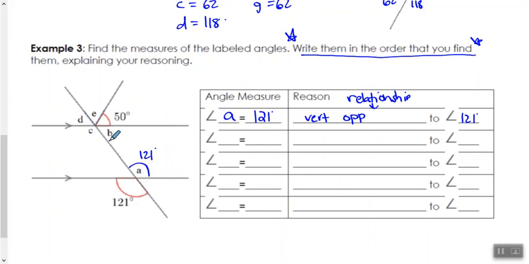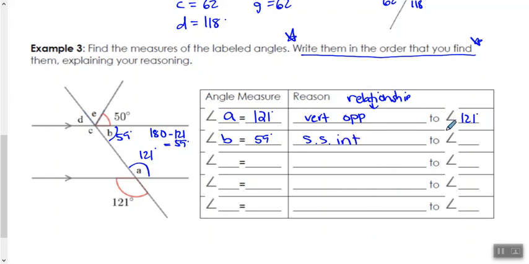So let's try angle B now. So let's find angle B. So angle B, if I take a look, here I have angle A. This is same side interior to angle A, and therefore will be a supplementary angle. So if I take 180 degrees minus 121, I get 59 degrees. So I know that angle B is going to be 59 degrees. And how I know that is because it is same side interior. So the angle relationship is same side interior.